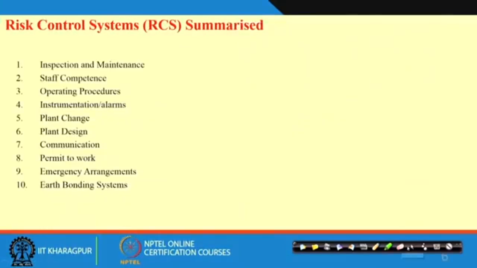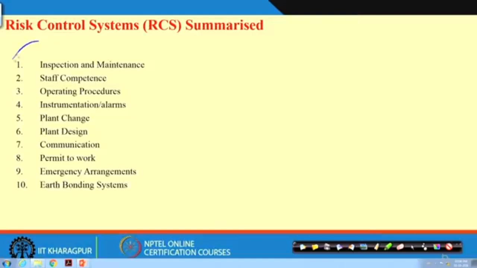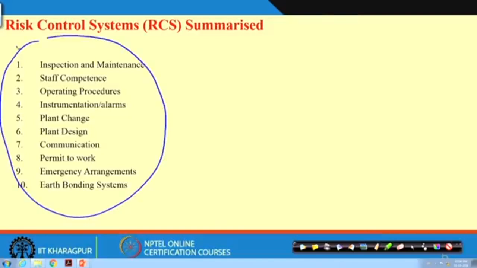So, these are the risk control systems. I am summarizing.